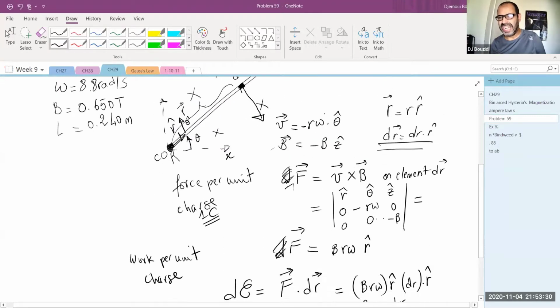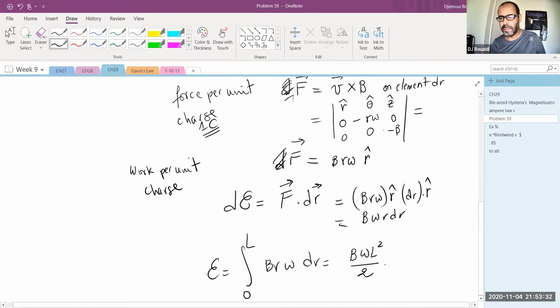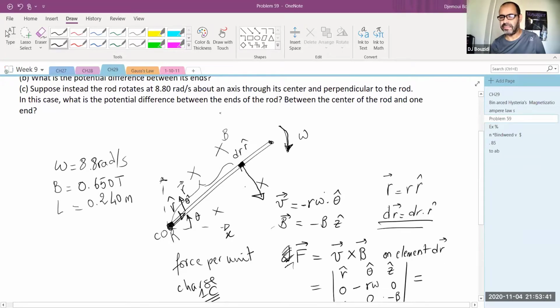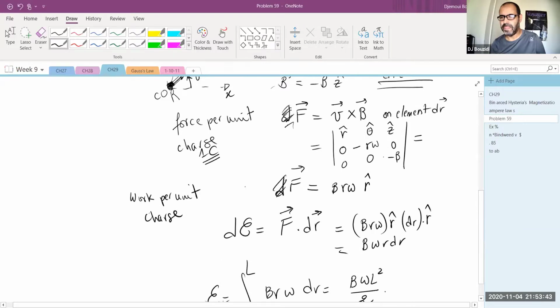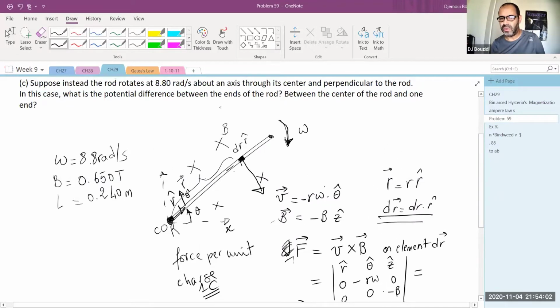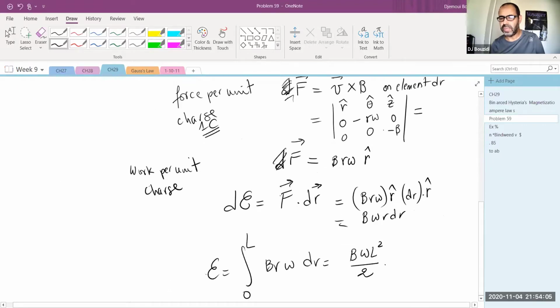I'm trying to find the work needed for the unit charge to move a distance dr along the rod. Of course, the charge is not going to fly out, because if the charge flies out, we have a problem. That's why in this differential form, I don't care about the angular displacement, because the charge is moving along the rod, along the radial direction only. So if the charge is moving distance dr, this is the displacement for it. So the force in this case times displacement gives me the work.